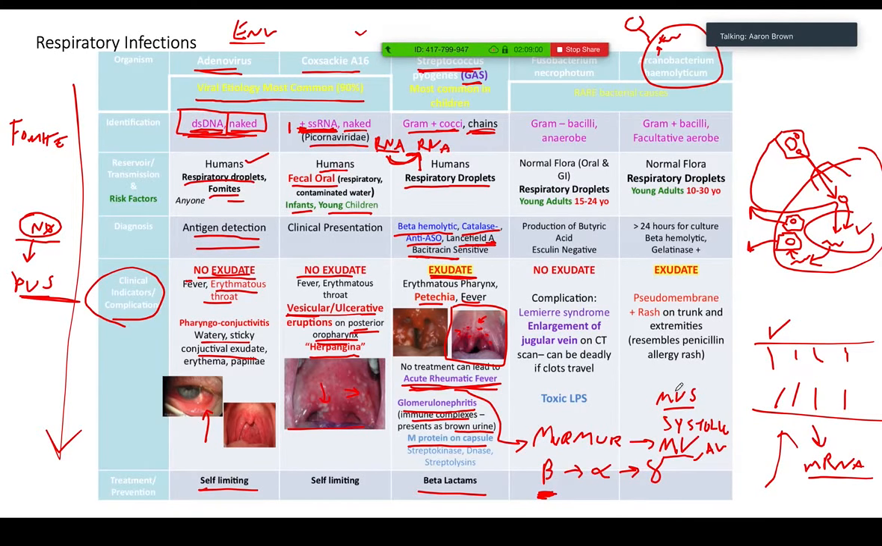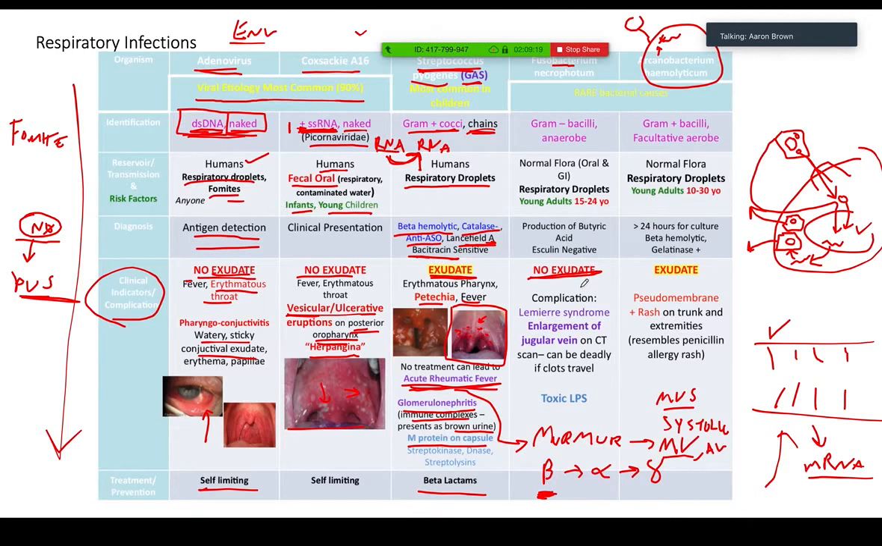So those are the 2 important long-term sequelae we need to consider for Strep pyogenes. All right? Fusobacterium, this is more rare, not as high yield. I guess the most important thing here you can look for is this no exudate with this particular bacterium.